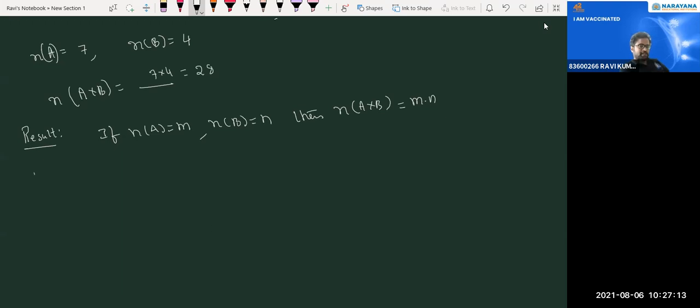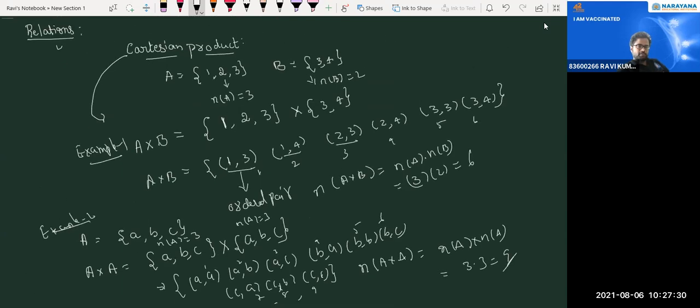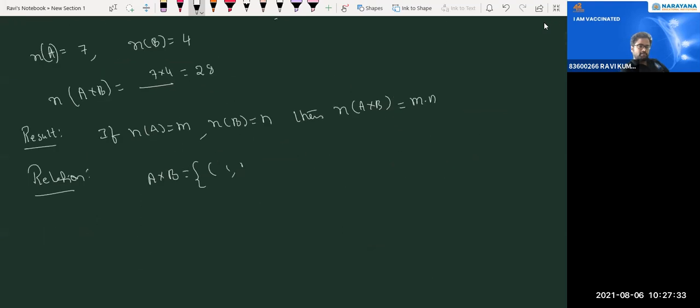Now we will discuss the relation. We just did the Cartesian product. A cross B means we got some ordered pairs. What are the pairs we got in the previous example? 1 comma 3, 1 comma 4, 2 comma 3, 2 comma 4, 3 comma 3, 3 comma 4. I have taken the first example only.